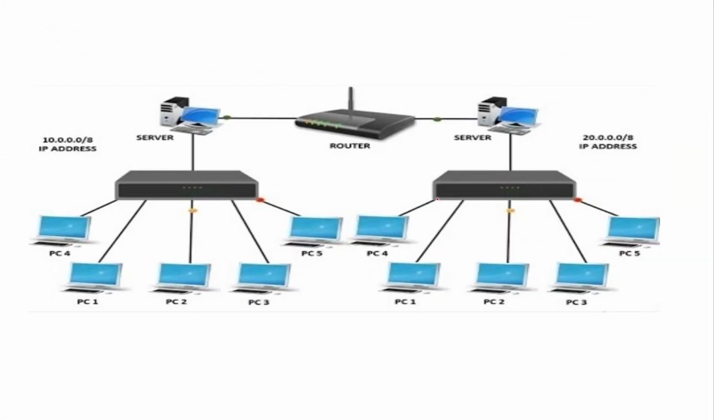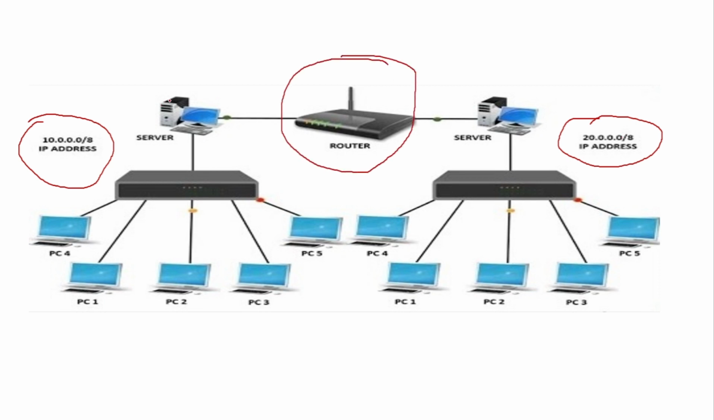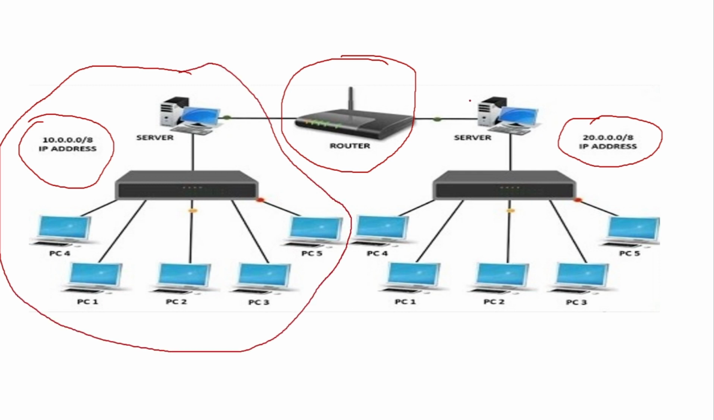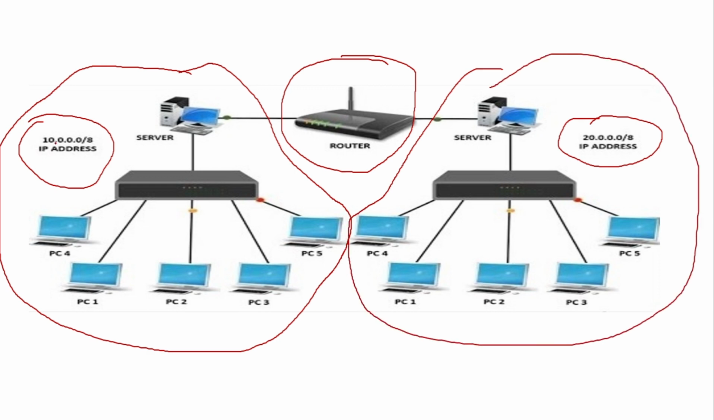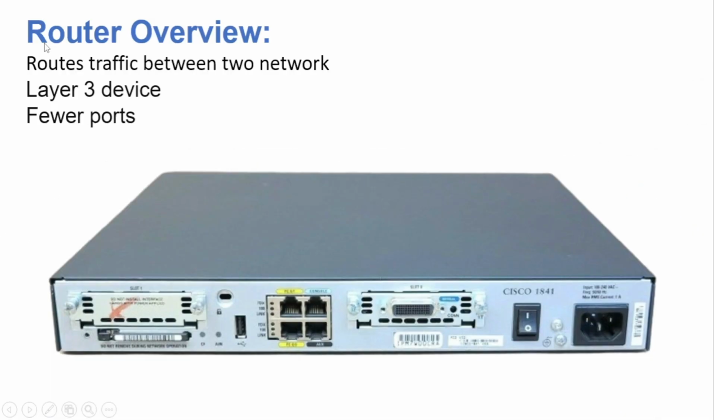A router connects two networks together. So if you watch, you have a network here, 10.0.0.0, and another network here, 20.0.0.0, and we'll have a router in between the two networks. This is one full network, and this is another full network. Don't worry about these numbers, the IP addresses. We'll be having a full video to explain the types of IP addresses we have and their classes. Router overview.